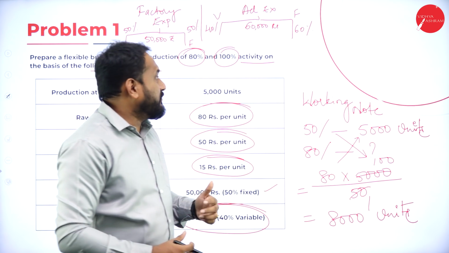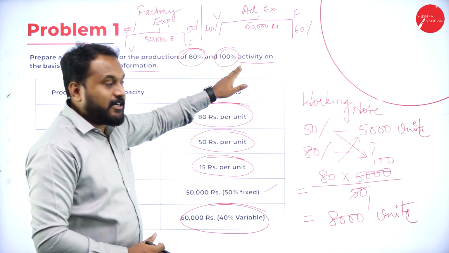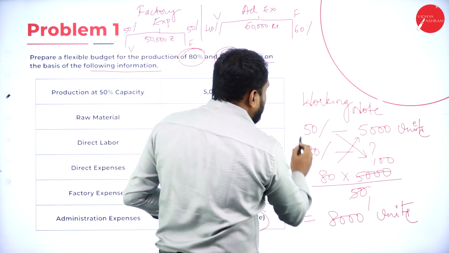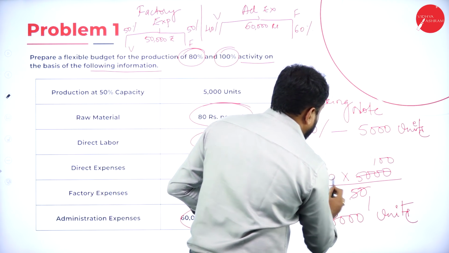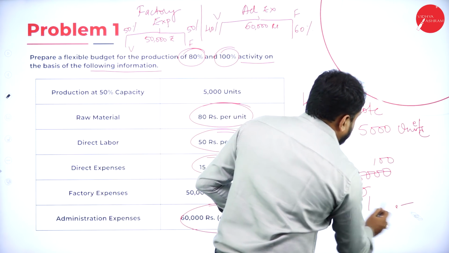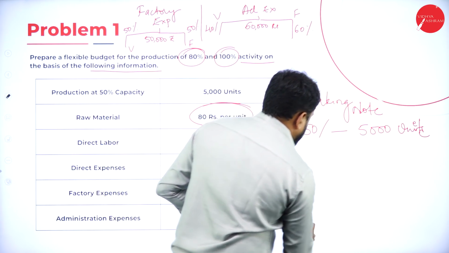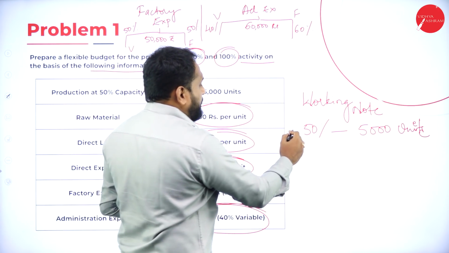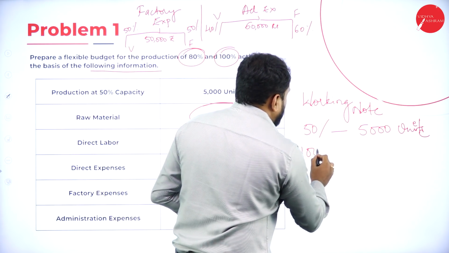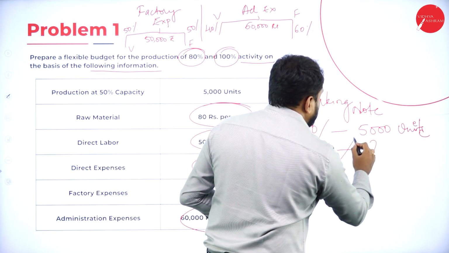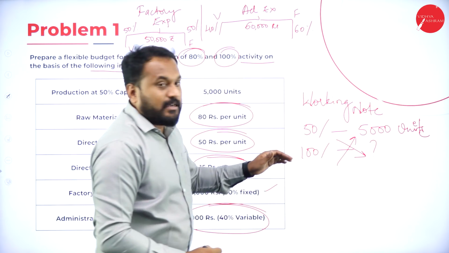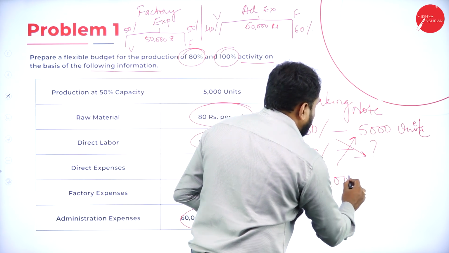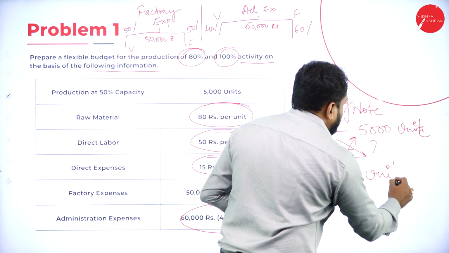Now let's calculate for 100%, as we are supposed to calculate even for 100%, isn't it? Again we'll take the same kind of calculation here also, students. If 50% is 5,000 units, for 100%, how much? Cross multiply if you do. That means it is double. So how much is it? 10,000 units you will get.